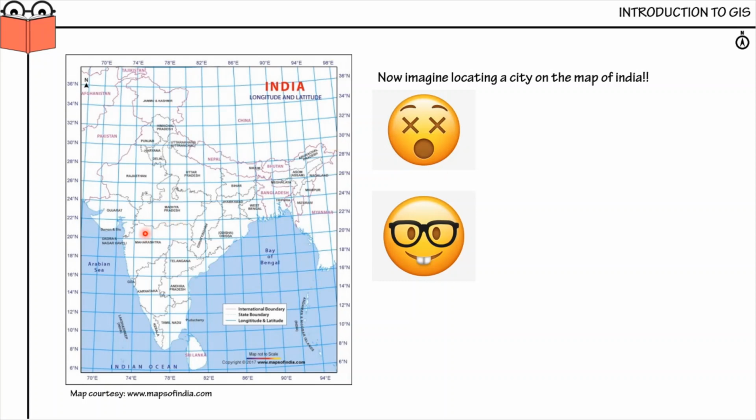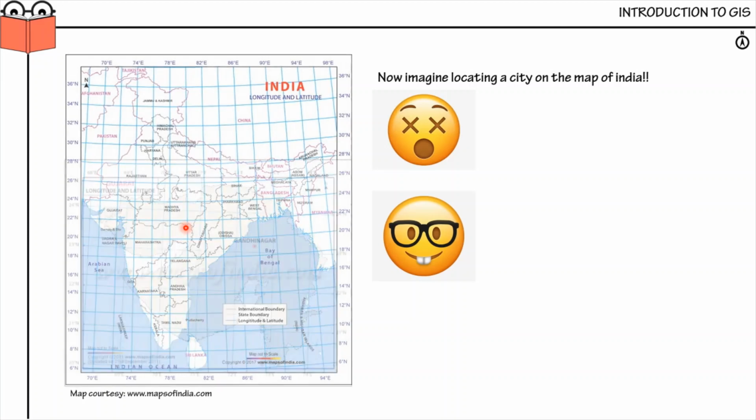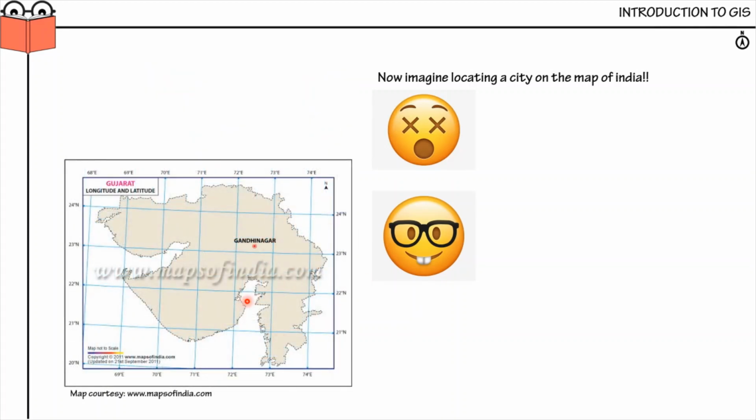Now imagine I want to locate a certain city in the state of Gujarat. So what will I do? Let's say we are locating Gandhinagar in Gujarat. So let us look into an enlarged map of Gujarat. Now you see Gandhinagar is there. So now how do I exactly tell the position of Gandhinagar in this map?